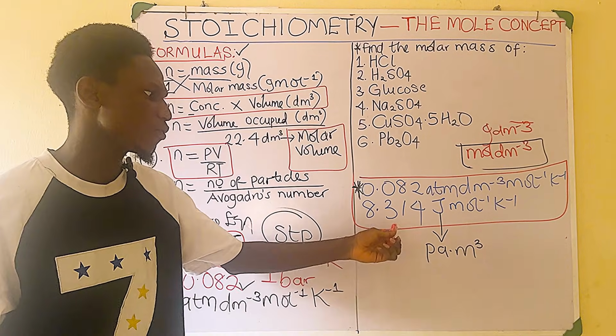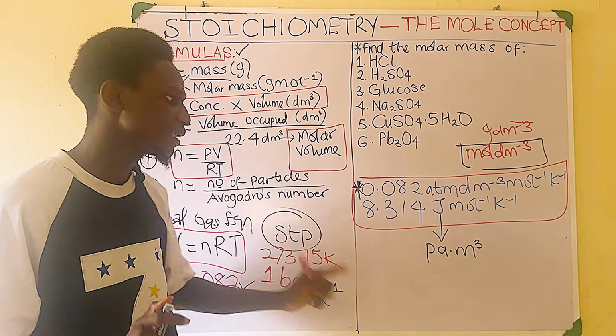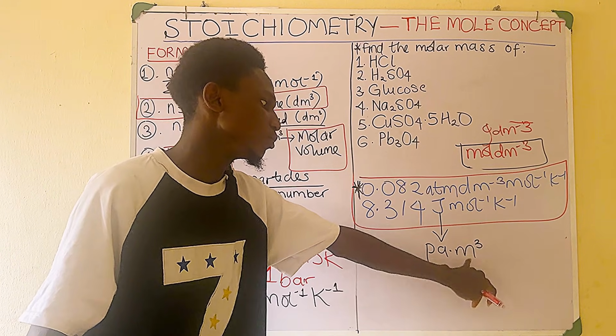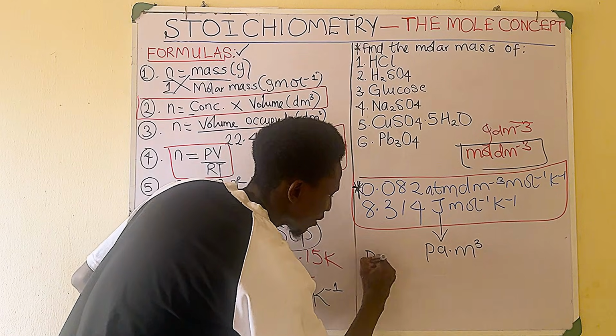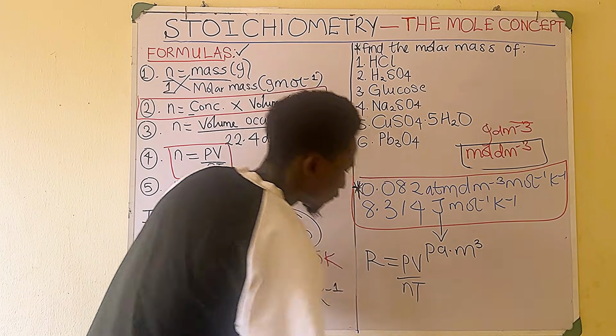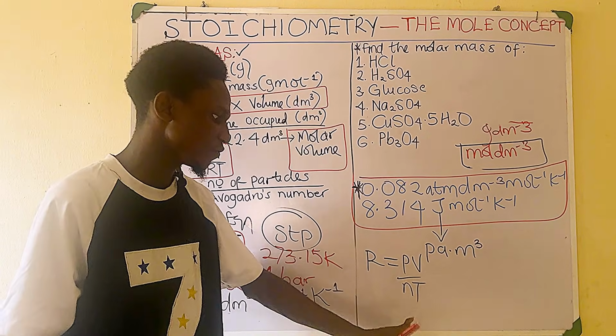I want to just show you this second one in case you are seeing joules. When I say R equals 8.314, it's still correct. It's just that pressure will be in Pascal and volume will be in meter cube. Remember that R equals PV over nT. From the formula PV equals nRT, if we make R the subject, we get R equals PV over nT.